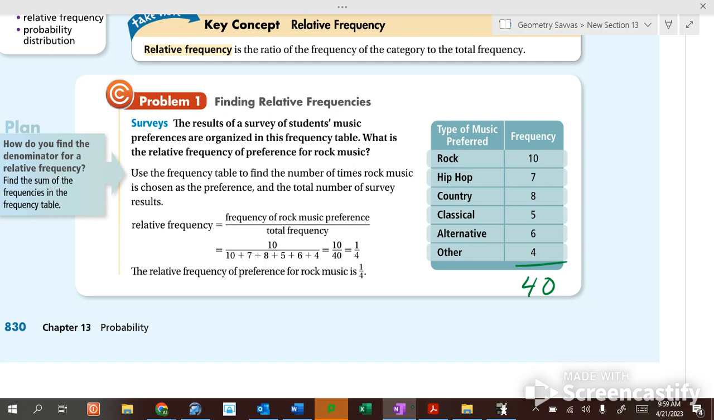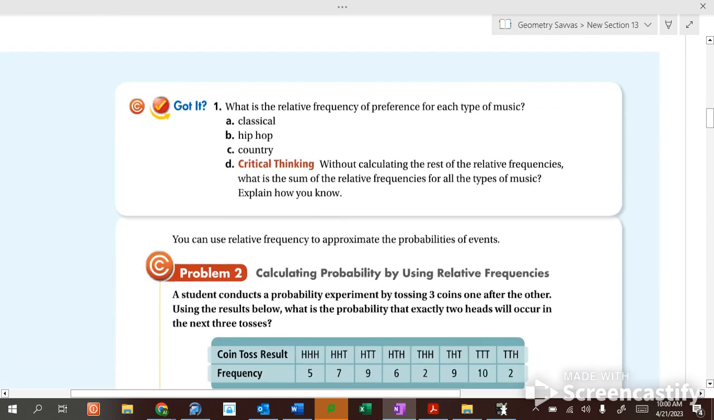So what is the relative frequency of hip hop? 7 out of 40. What's the relative frequency of classical? 5 out of 40, which reduces down to 1/8, and so on. Okay? So you just have to add up the total number and write fractions. Most of today's are fractions.